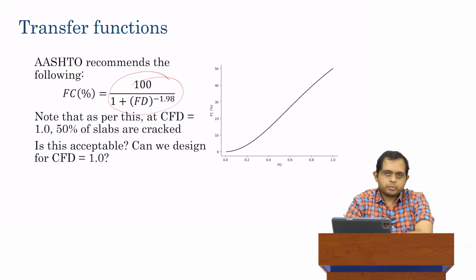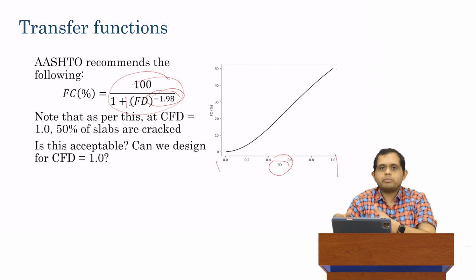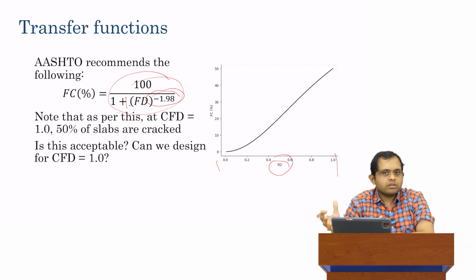So FC as a percentage is 100 divided by 1 plus C1 into FD raised to the power of minus C2. C1 is equal to 1, and C2 is equal to 1.98, almost 2, but not quite 2. If I actually plotted this function, I have FD on the x-axis. It goes from 0 to 1. By the way, FD can exceed 1. If you believe failure is that FD is equal to 1, that's one thing. But if you don't believe FD equal to 1 is failure, that is, you don't follow Miner's hypothesis, then that's also equally valid. It just depends what theory you're using to define failure.